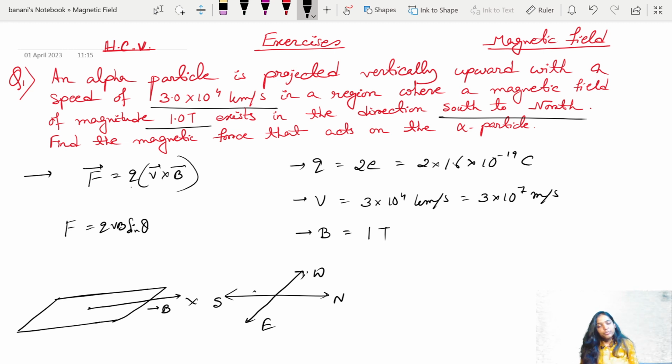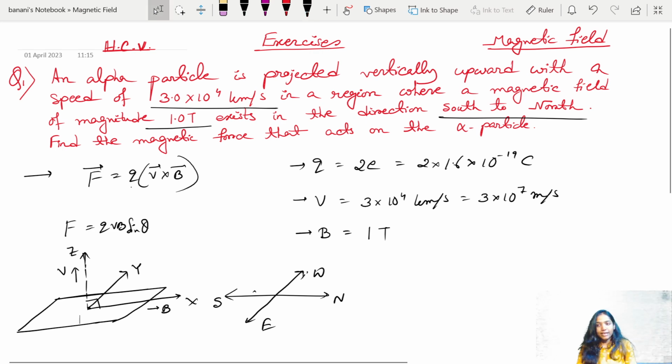The alpha particle is projected vertically upward. That means if this is the y direction, the alpha particle is not projected along y, it is projected along the z direction, that is, perpendicular to both x and y. So the velocity of the alpha particle is along this direction. So the angle between velocity and B is 90 degrees, and sin 90 is 1.